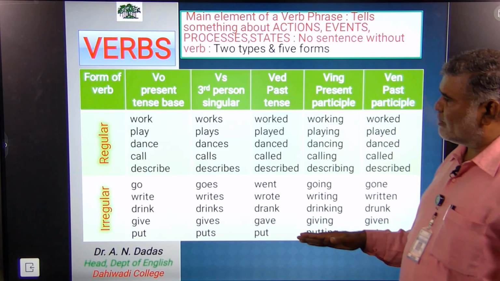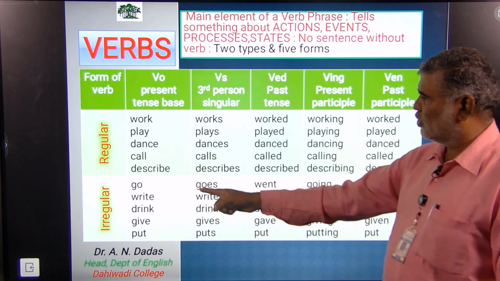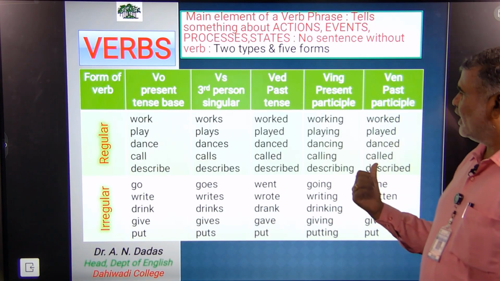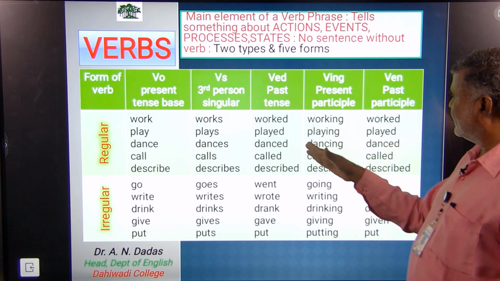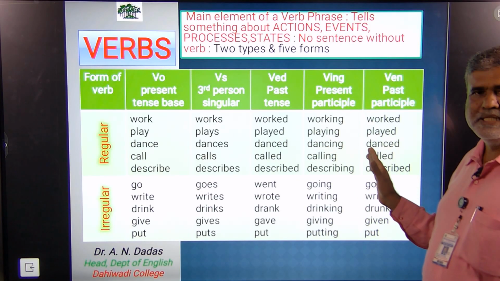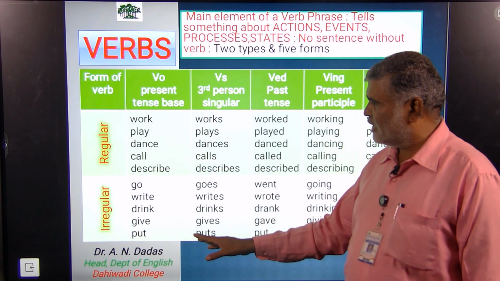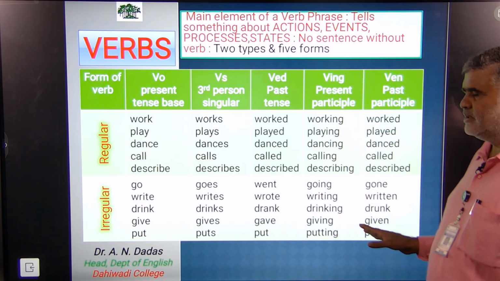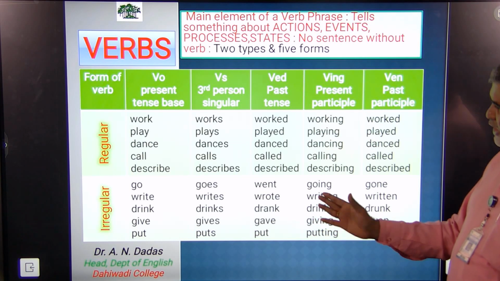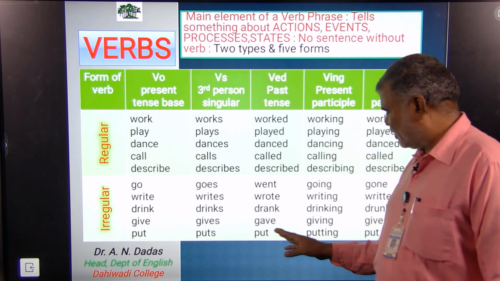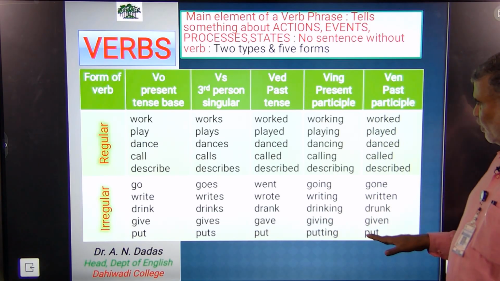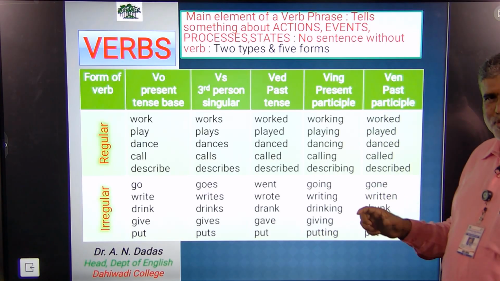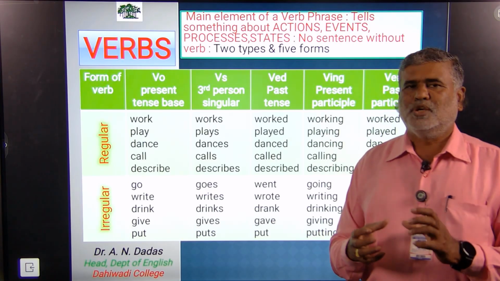On the other hand, what happens about irregular verbs? For example, go, then there comes goes, went, going and gone, and not like regular verbs. Ed is there, ing is there, and once again ed is there. Another example from irregular verbs, for example, give, gives, gave, giving and given. And you have another irregular verb, for example, put, puts, put, putting and put. Here we have put and put. Even in irregular verb, for go, went and gone is there. So they are called irregular verbs.